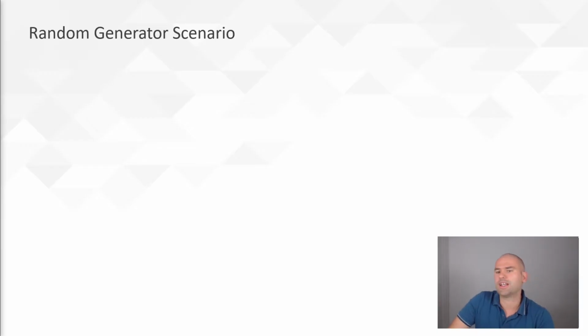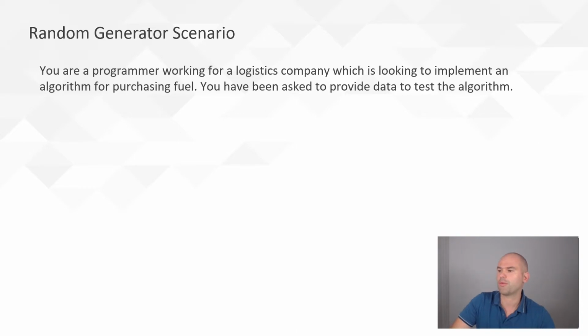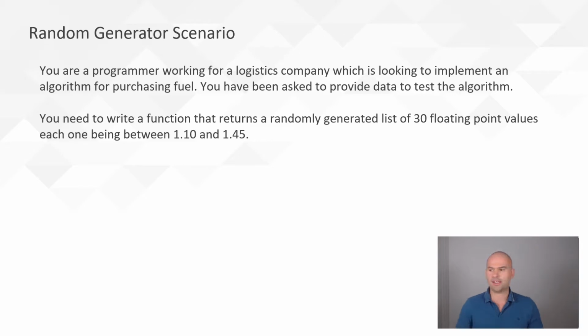So here's another scenario that we can practice with. It goes as follows. You're a programmer working for a logistics company which is looking to implement an algorithm for purchasing fuel, and you have been asked to provide some mock data to basically test this algorithm. So your job is to write a function that returns a randomly generated list of 30 floating point values, each one between 1.10 and 1.45.